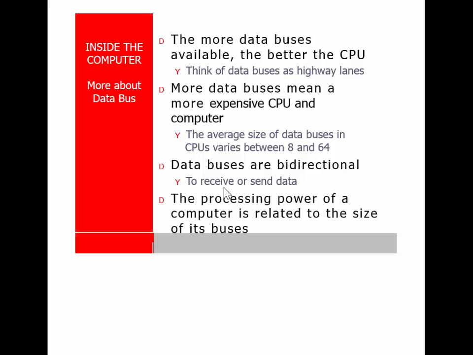Since then, the 186 came out, and 286, 386, 486, the Pentiums, the Core 2s, now we're at the i3, i5, and i7 categories. These are all the Intels. They're all getting up to 64-bit processors. Data buses are bidirectional. The processing power of the computer is relative to the size of the bus. That's again relevant; I'm sure I mentioned that.